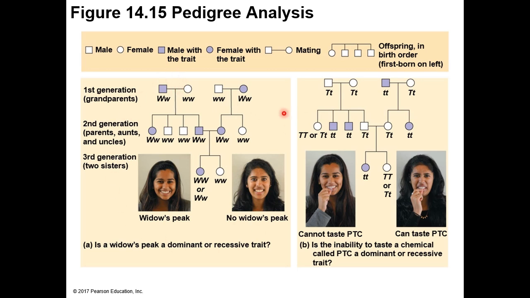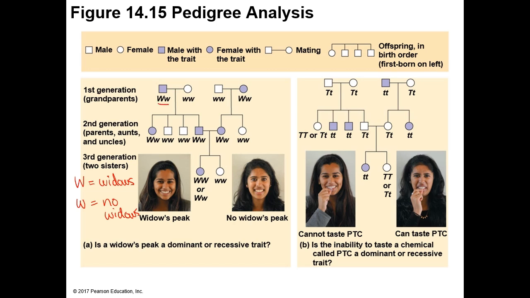So let's take a look at our first example. We're going to follow a trait called the widow's peak, which is a dip from the hairline on the forehead, and it is a dominant trait. So if we have capital W, it means that you have the widow's peak allele. If you have the recessive allele, then you do not have widow's peak. So we remember that we can have three different genotypes. If you have a heterozygous genotype, you still will have the widow's peak due to the law of dominance. And that's what we see here.